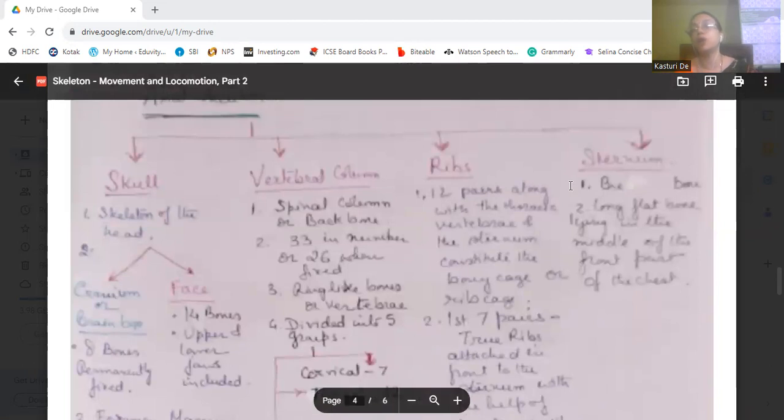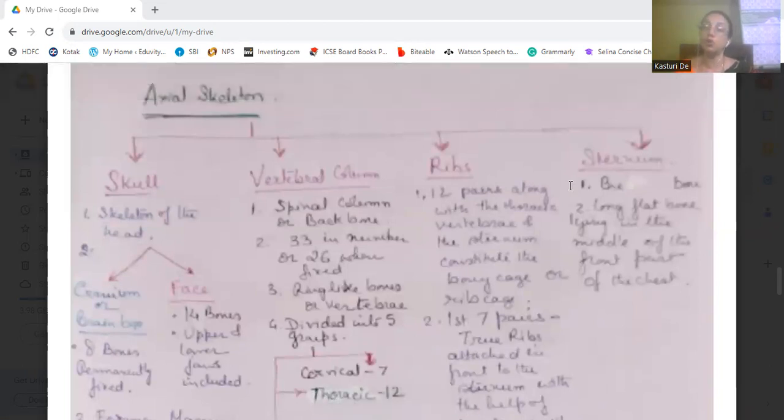Now we come to the vertebral column. The vertebral column is also known as the spinal column or backbone. The backbone has 33 bones attached one after the other, forming a curved shape. It's not straight. This backbone is slightly curved, forming an S-shaped structure, but only very slightly. There are 33 in number, but 26 when they are fixed.